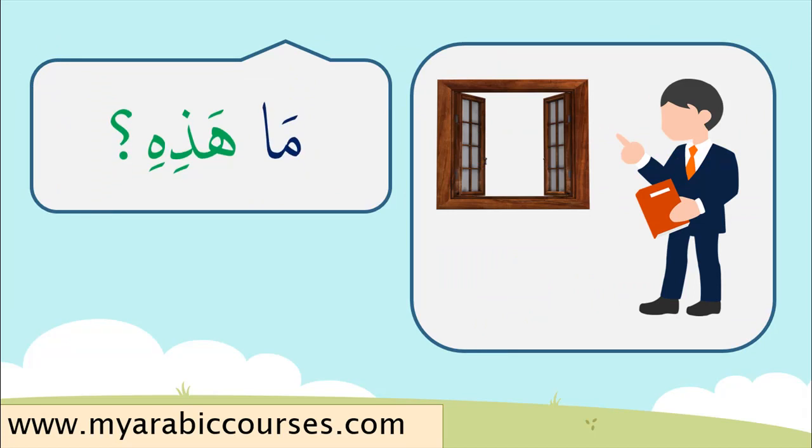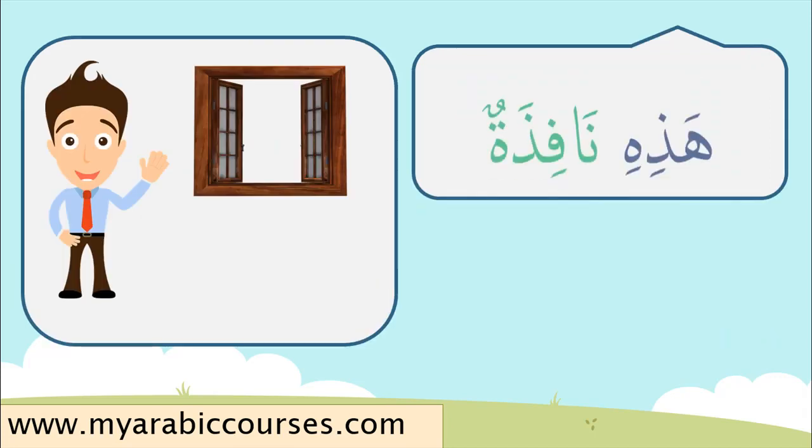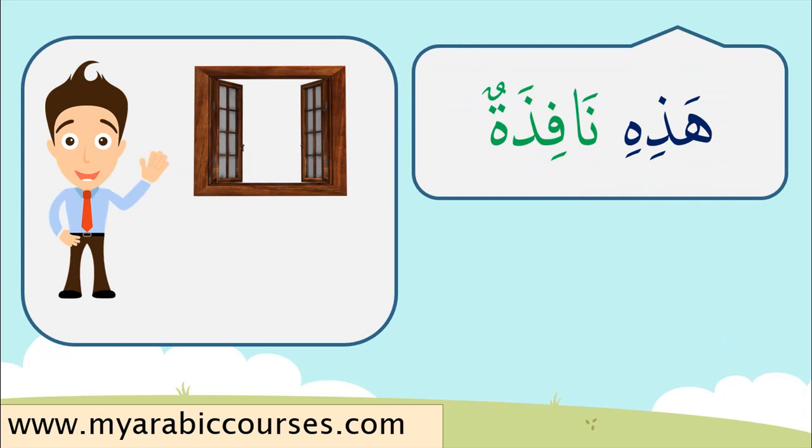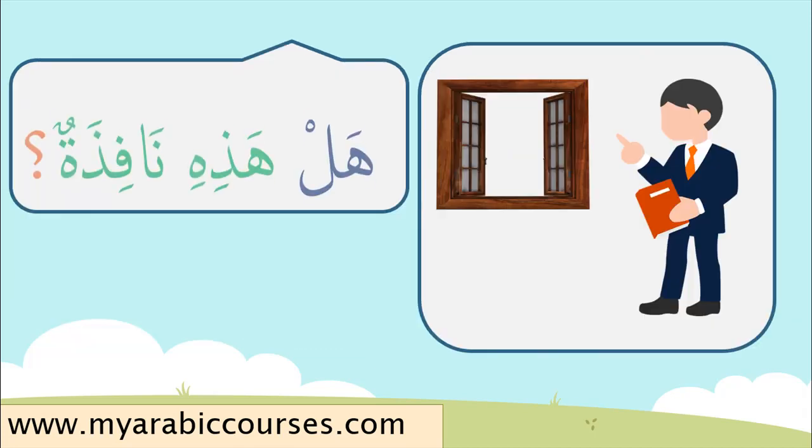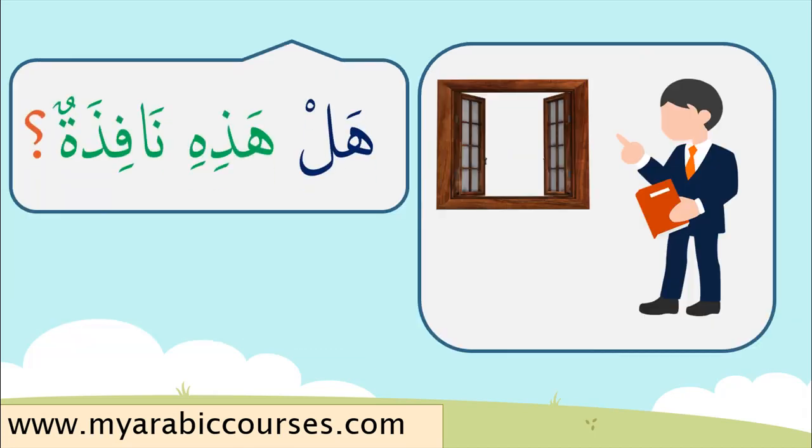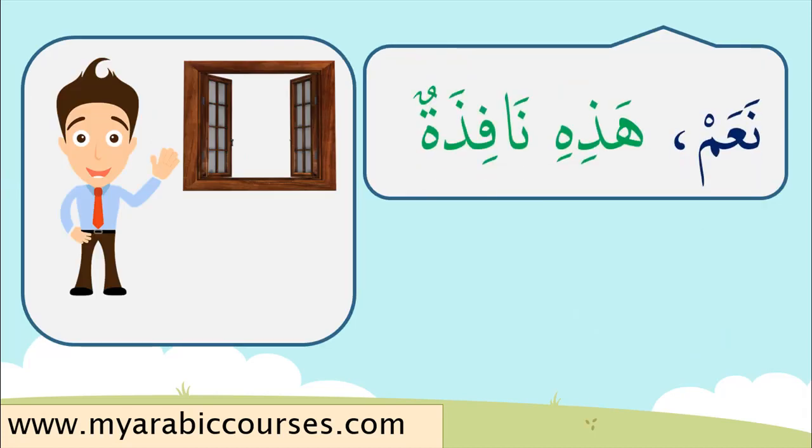ما هذه؟ What is this? هذه نافذة. This is a window. نافذة is also a feminine noun. That is why we use هذه instead of هذا. هل هذه نافذة؟ Is this a window? نعم هذه نافذة. Yes, this is a window.